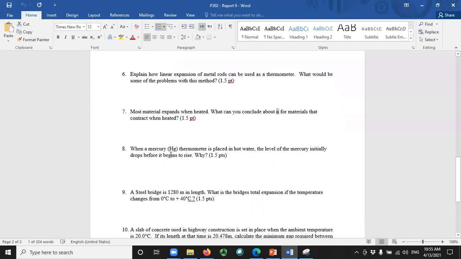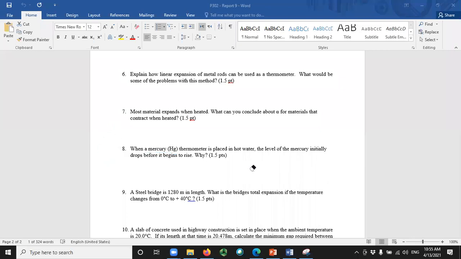Another interesting question: when a mercury thermometer is placed in hot water, the level of the mercury initially drops before it begins to rise. We know that mercury is a kind of metal, so we should have an expansion. Now, why will the mercury thermometer drop first? I can give you a hint: the thermometer is not only formed from mercury. We have a tube of glass, and inside the glass we have the mercury. Also think about it.